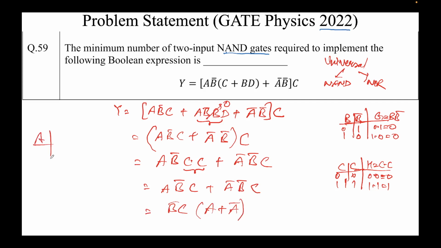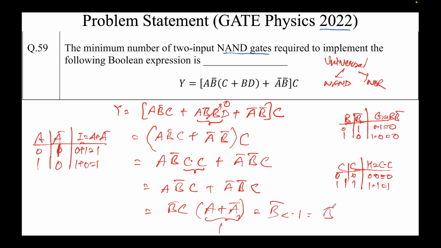Again, let's try to draw the truth table. So let's assume I equal to a plus a bar, right? So a can be 0 or 1. Similarly, then a bar will come 1 or 0. So 0 plus 1 will be 1, 1 plus 0 will be 1. So whatever the input, either a can be 0 and 1, but the output is also 1. I is always 1. So then this output is always 1. It will be b bar c times 1. It will be b bar c.